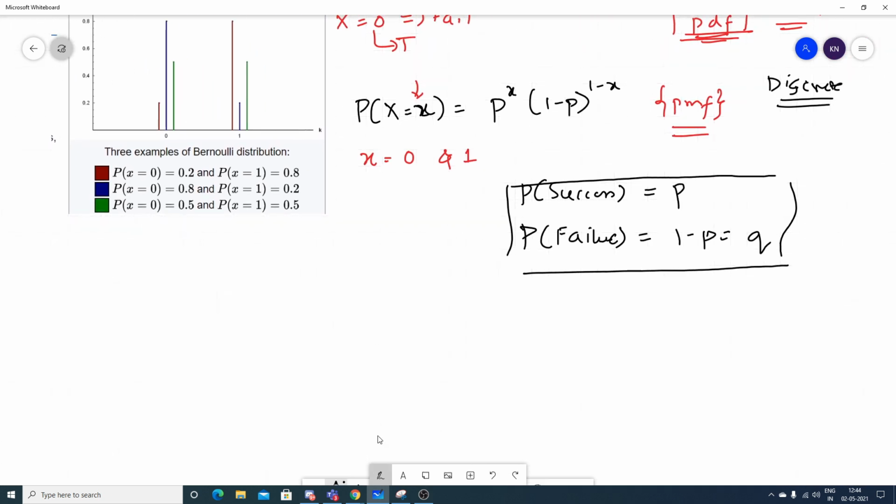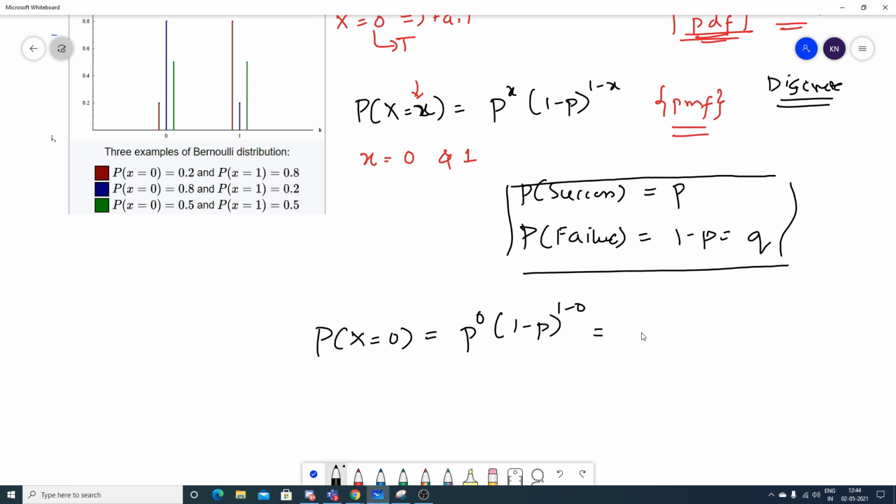Suppose I ask what is the probability of X when small x is equal to 0. Let me populate it here. I'll write P to the power of 0 times (1 minus P) to the power of (1 minus 0). In this case I will get 1 minus P, and as I know, whenever I get 0 it is a failure case. That derives this perfectly, and it can also be represented by Q. Now let me write the probability of the random variable being 1. I can write P to the power of 1 times (1 minus P) to the power of (1 minus 1), and this is nothing but P.